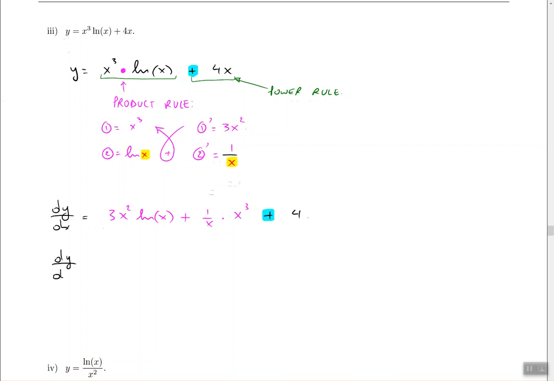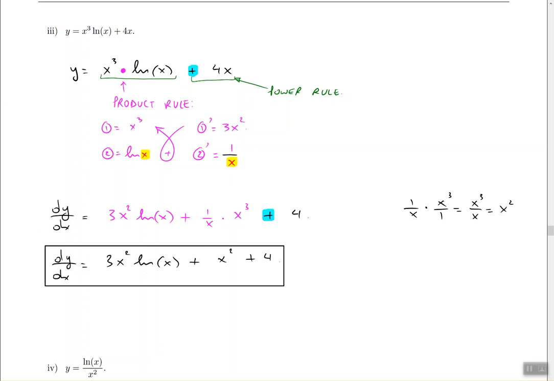So dy over dx, the derivative is gonna be 3x squared ln of x plus, okay, how much is 1 over x times x cubed? Remember, x cubed has a 1 on the bottom, so that's technically x cubed divided by x, which is the same thing as x squared. So that's gonna be x squared plus the extra 4 at the end. And there's nothing more to do here. That means we are finished, okay?